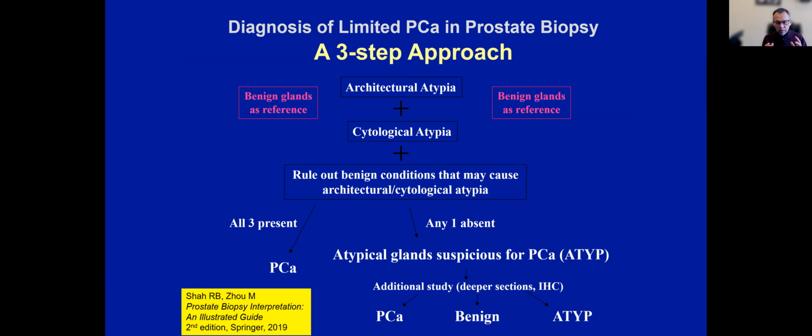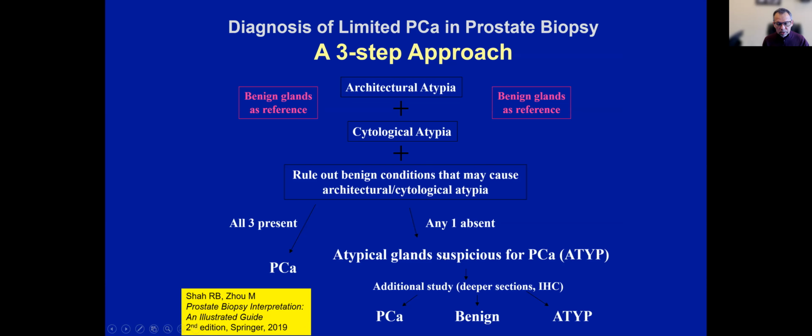So I hope that I have emphasized enough that you need to have this integrated 3-step approach for prostate cancer diagnosis, particularly in those borderline limited number of atypical glands with certain histological or architectural variations. If you have a lesion with architectural atypia, cytological atypia, and you have ruled out benign conditions, then you can make a confident diagnosis of cancer. But if any one feature is absent, then you may have to do more.